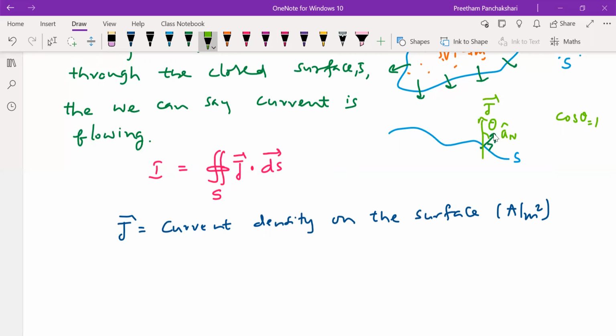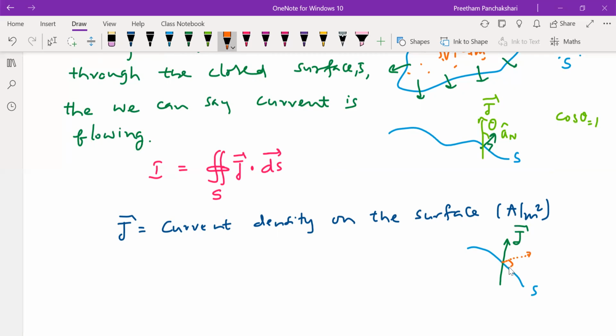The charges are moving out of the surface. So that's why the dot product. J dot ds indicates the normal component of current that is flowing out of the surface. If this is the surface, and the current density J is acting in this direction, not perpendicular or parallel to the surface, then to understand the amount of current passing through the surface, we split this J into two components.